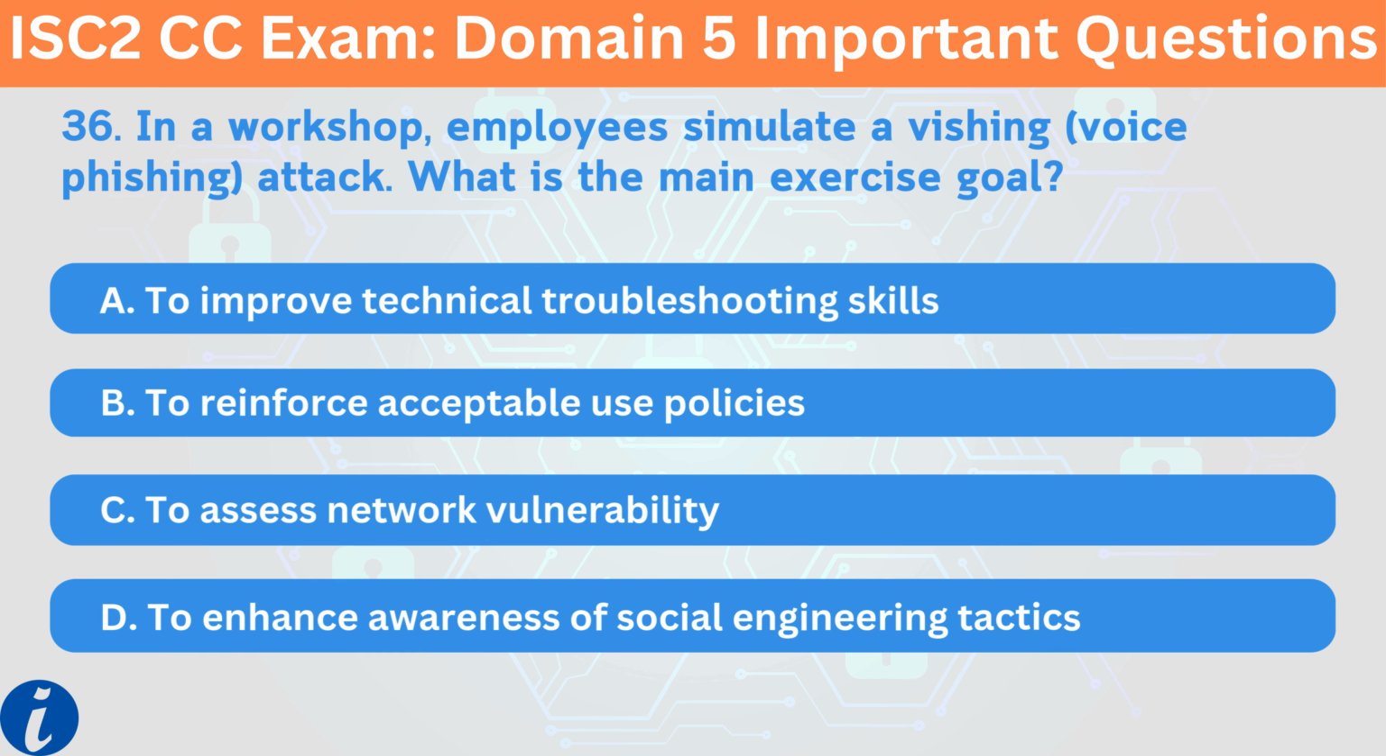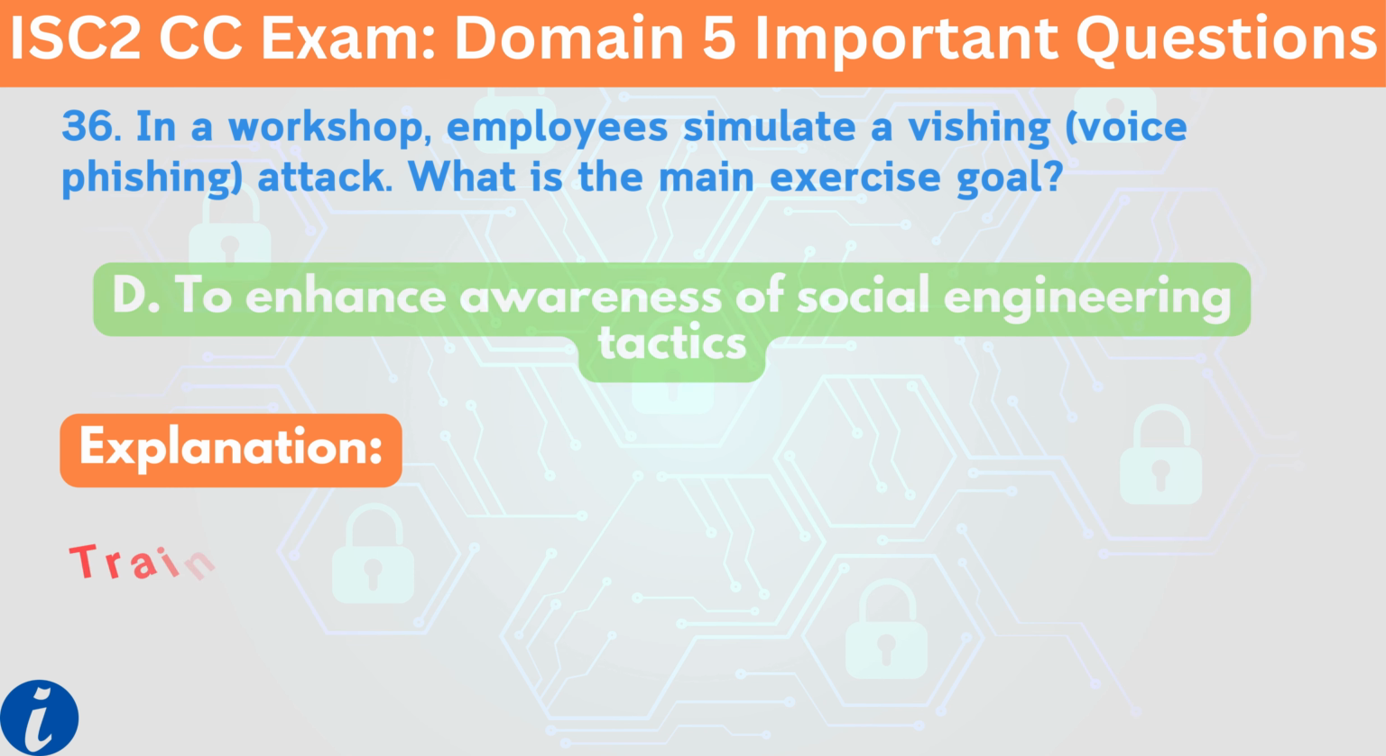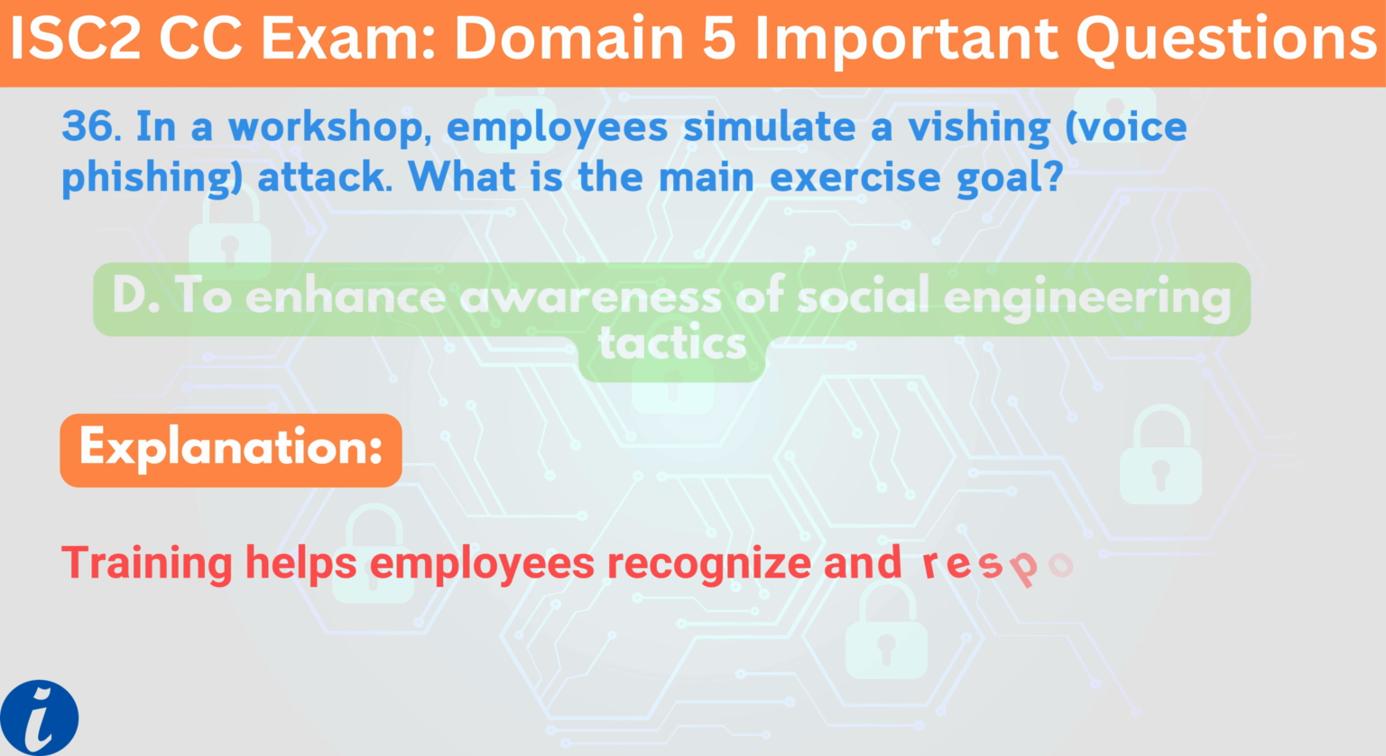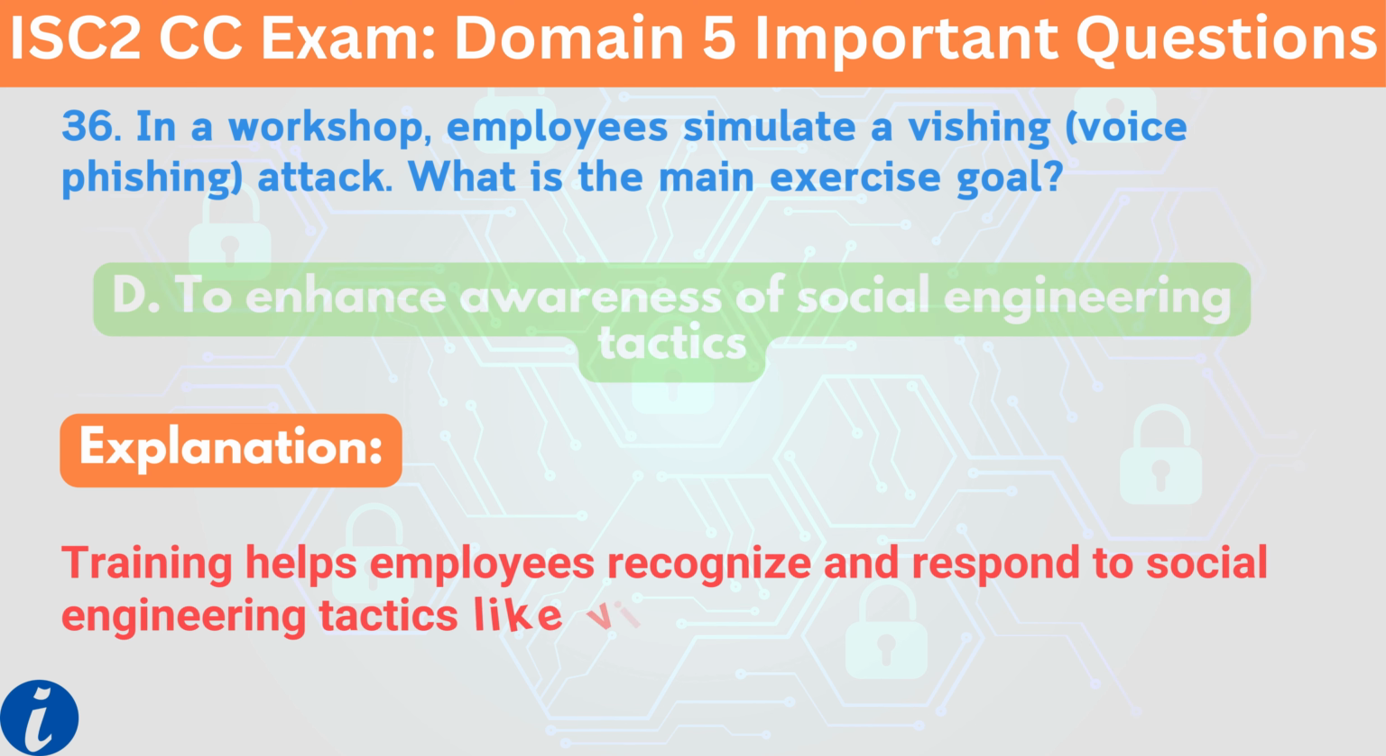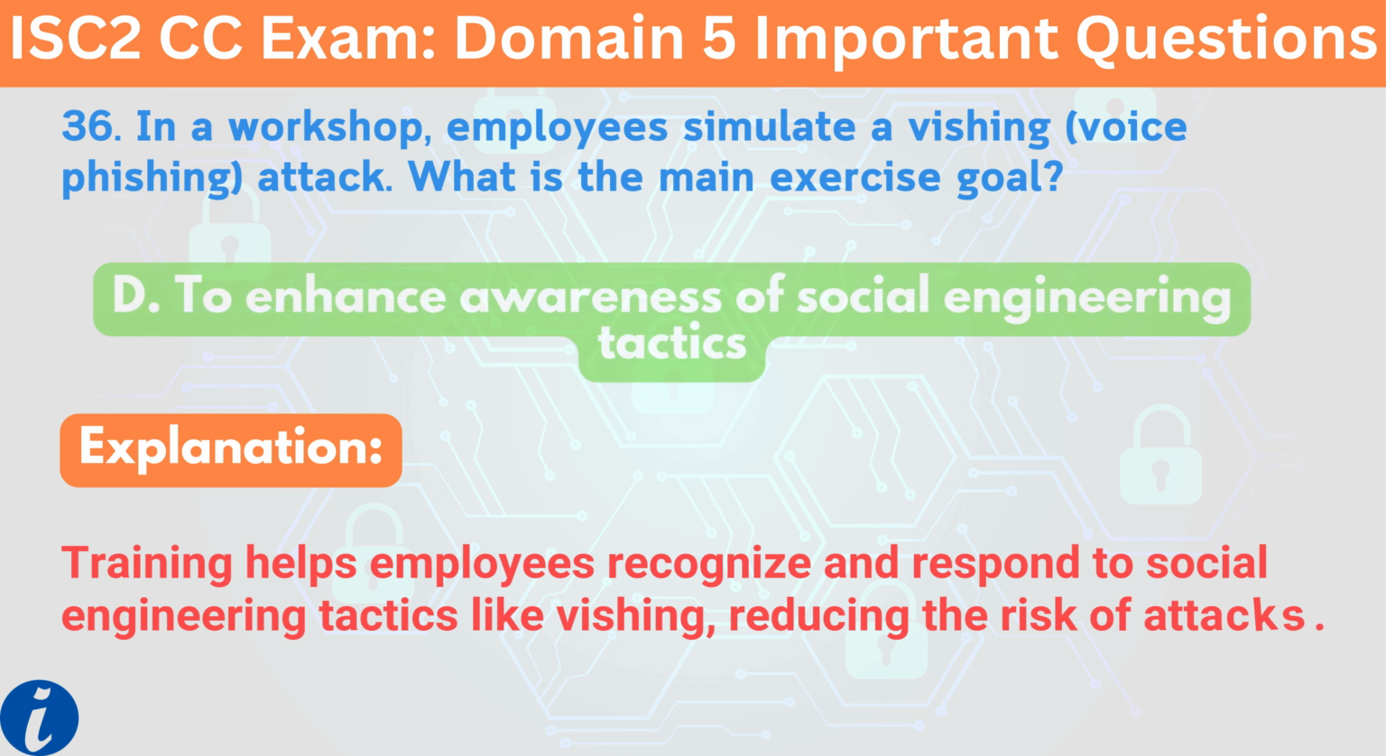voice phishing attack. What is the main exercise goal? A. To improve technical troubleshooting skills. B. To reinforce acceptable use policies. C. To assess network vulnerability. D. To enhance awareness of social engineering tactics. The correct answer is D. To enhance awareness of social engineering tactics. Explanation. Training helps employees recognize and respond to social engineering tactics like phishing, reducing the risk of attacks.